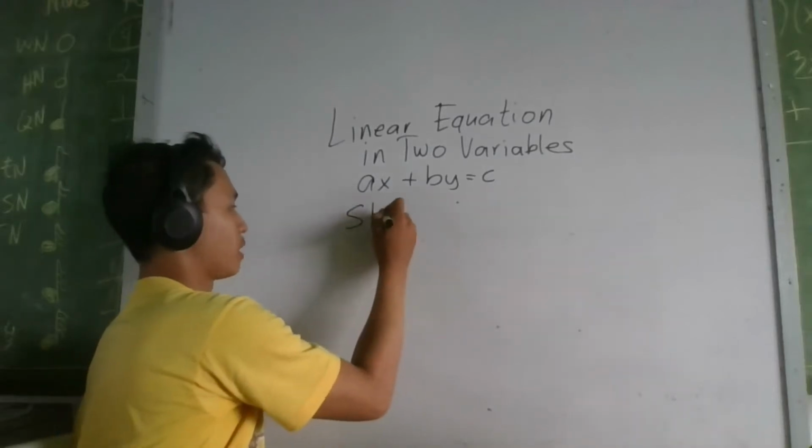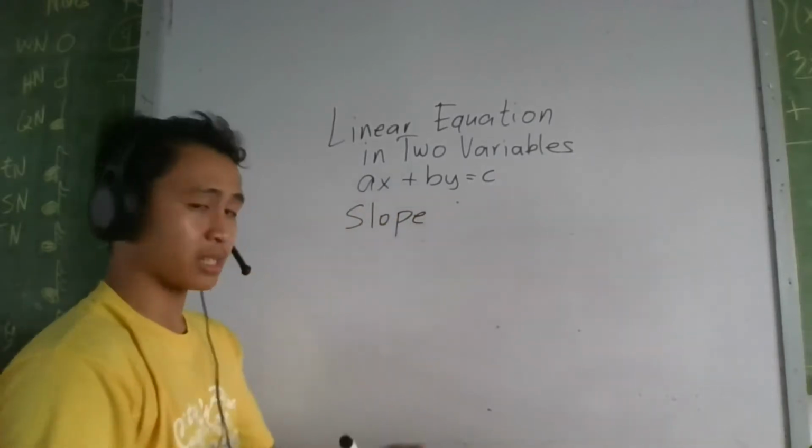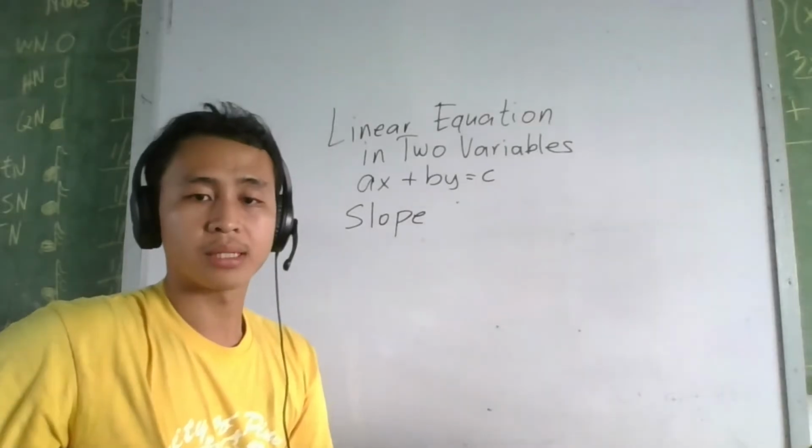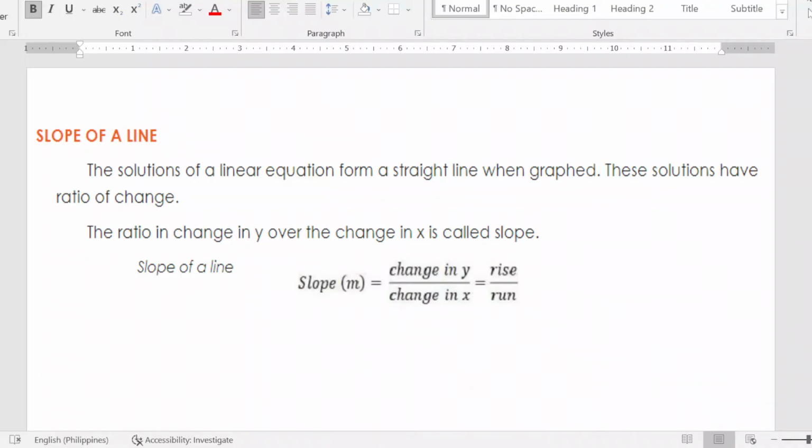So, let's talk about the slope. Ano nga bang ibig sabihin ng slope? So, pag sinabi nating slope, that is the solution of a linear equation that forms a straight line when graphed. Okay, just take note of that one. When we put a linear equation on the Cartesian plane, it forms a straight line. Okay? This solution has a ratio of change.